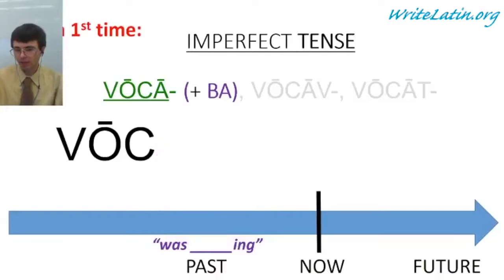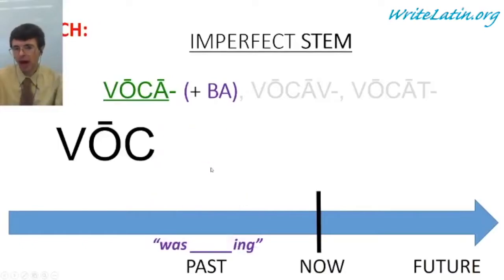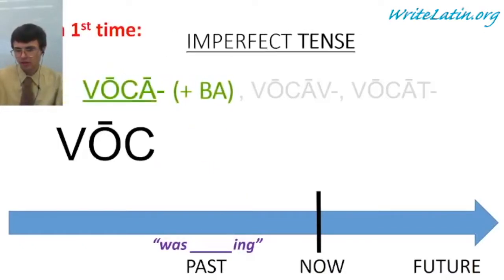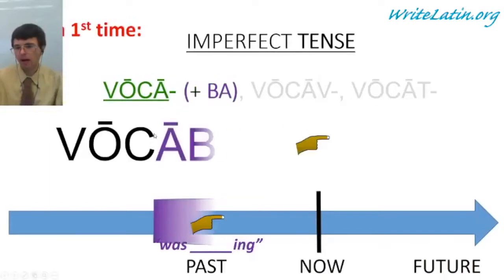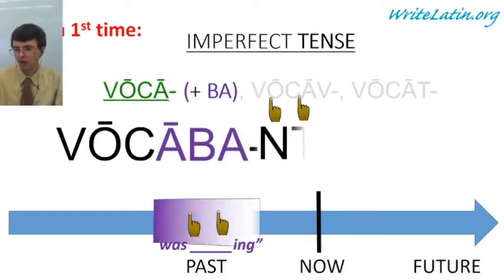Vocaba, and then something. And the way you translate it is "was" or "were" plus the -ing form. So let's just say that. The imperfect stem is the present, vocaba, vocaba. And so you say it. Vocabam, vocabas, vocabat, vocabamus, vocabatis, vocabant.